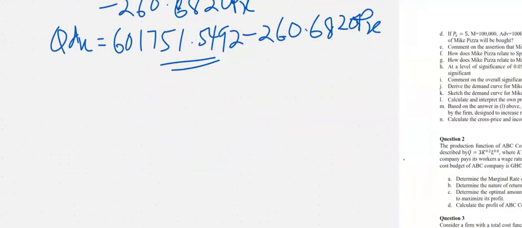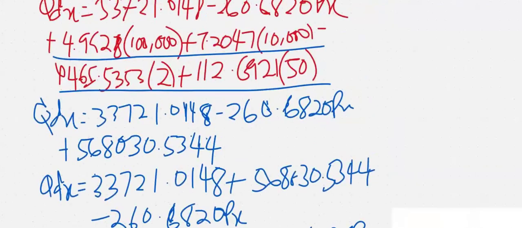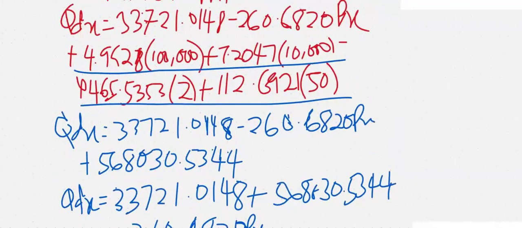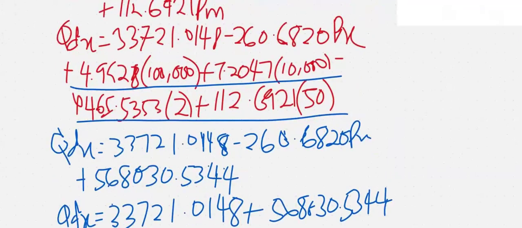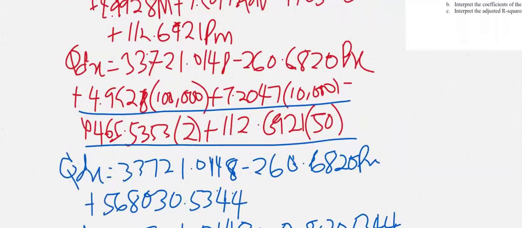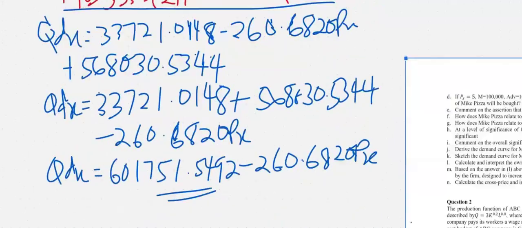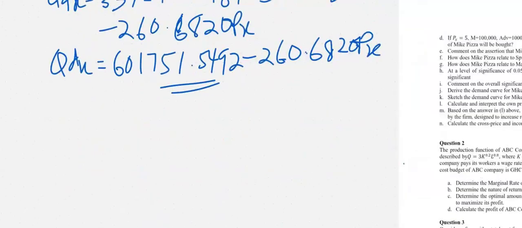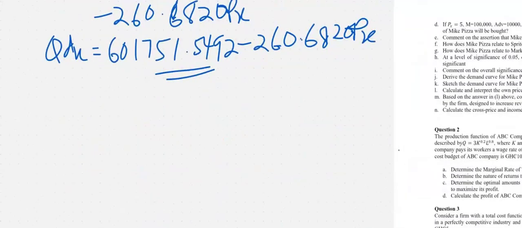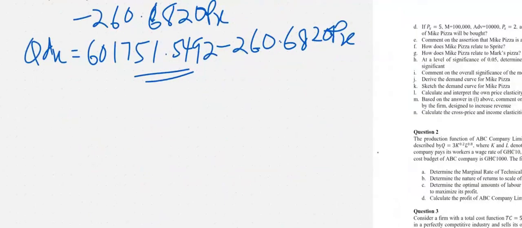The next question is K. So let's go over the demand curve again. I had to substitute the other parameters with variables in the demand equation for J, except the PX, then group like terms. So that's what we have now. All right, so let's go to K. K says sketch the demand curve for Mike Pizza.